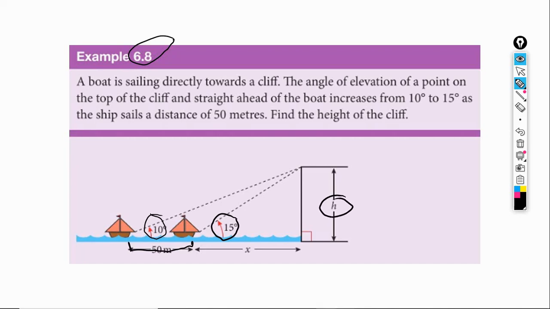So notice that we have two triangles here. This is one triangle, one right triangle. It would be this one with a 15-degree angle of elevation. But we would also have one with a 10-degree angle of elevation. And everything should be in terms of h and x. So what we're going to do is go to the next slide where I have separated those two triangles in order to solve this problem. So let's erase this and let's move on to the next slide.